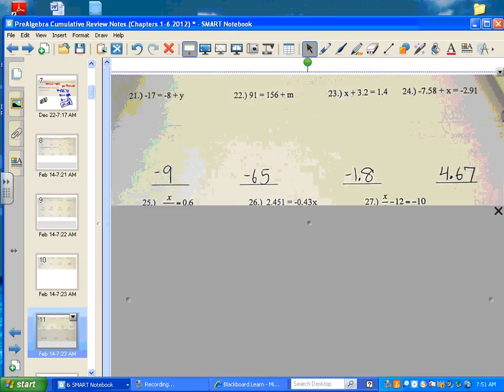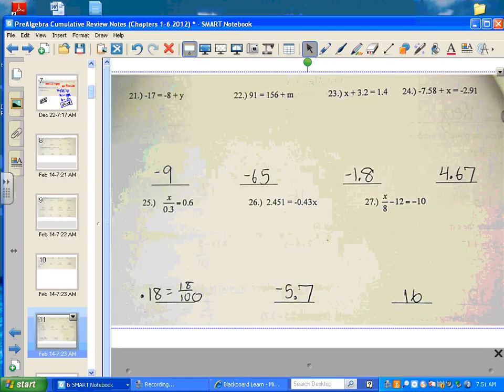Good. Positive 4.67. Good. Neil, answers to numbers 25 through 27? Yep. Good job. Drew? Go ahead. You want to do the next part? Or do you have a question? If you have a question, you can ask that first. Okay. Go ahead. Next part, Drew.